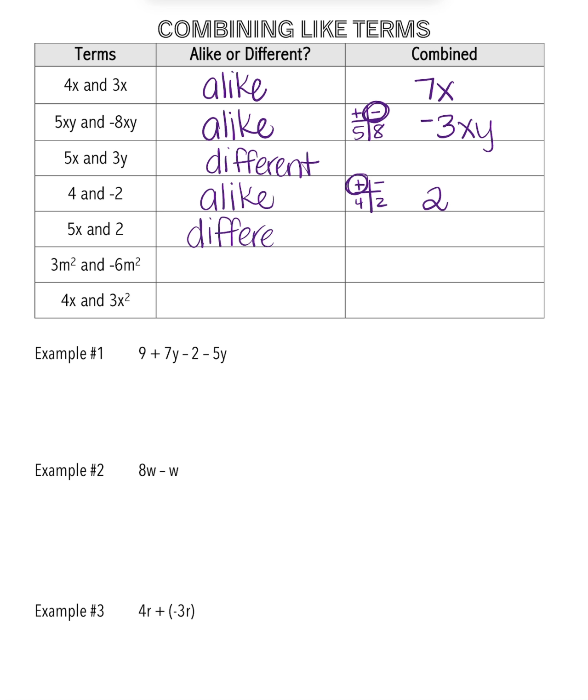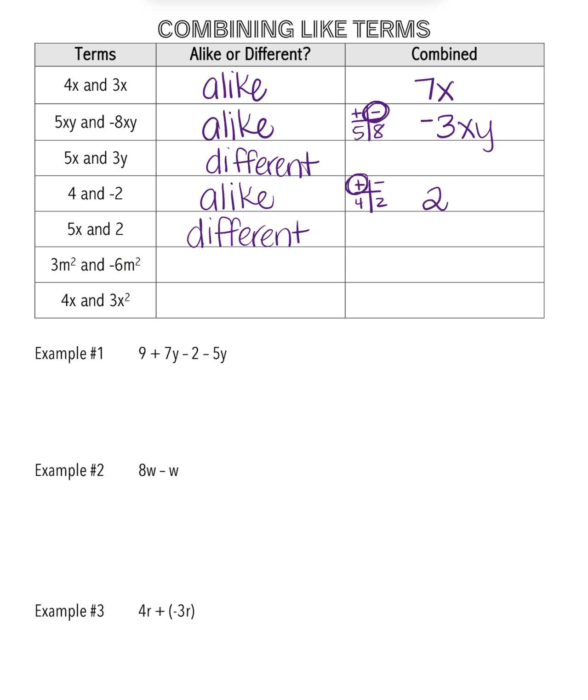And so again, we cannot combine things that are considered different, okay? That's like saying, oh, I have 5 zebras, but then I have $2, right? Those don't make sense. We can't combine those things. So we would not put anything in our combined area. Those cannot be combined.